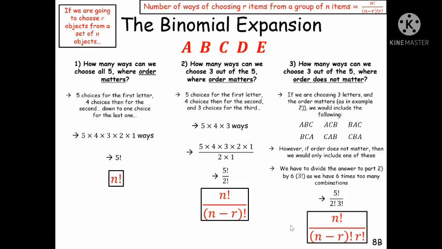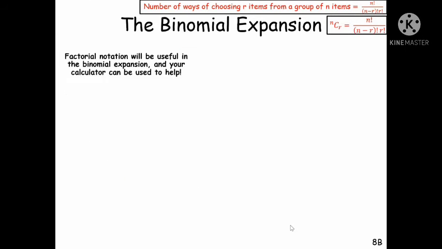The number of ways of choosing r items from a group of n items is the one I've just read out. This is also known as nCr, a button on your calculator, which is what we'll look at in this section. The factorial notation will be useful in the binomial expansion, and your calculator can be used to help. So 6 factorial is 720: 6 times 5 times 4 times 3 times 2 times 1 will get you to 720. Then we'll let you calculate 8C3.